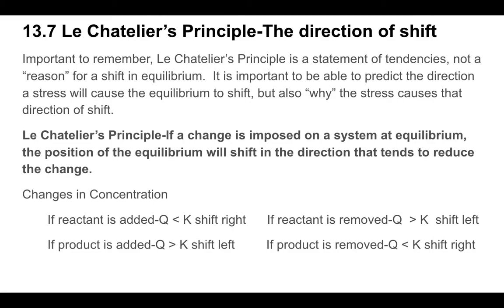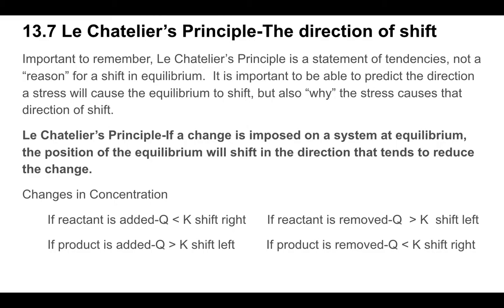Now if you remove a reactant, now you're decreasing the denominator, which is increasing the ratio of products over reactants. Now Q is greater than K, so you need to shift left to bring the products over reactants ratio back in line with K.